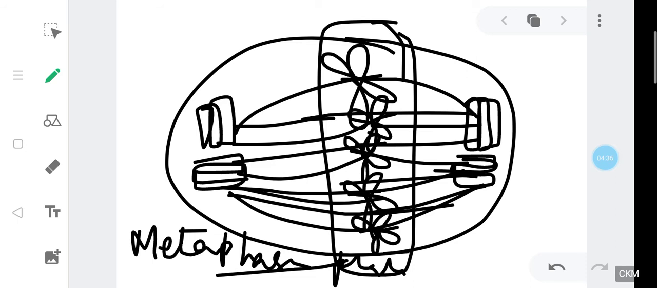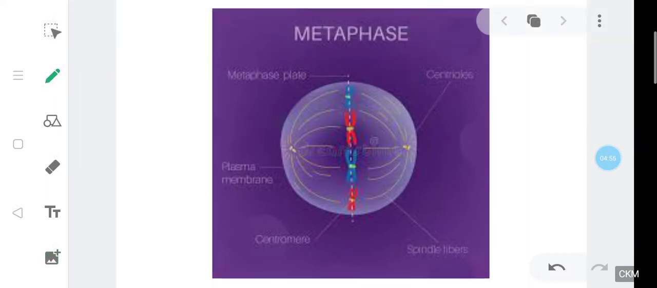These steps happen in the metaphase. In the metaphase, the spindle fibers attach with the kinetochore protein of the chromosomes, and then the chromosomes arrange themselves in the center of the cell, and this is known as a metaphase plate. The next phase will be the anaphase. Students, here is the image of the metaphase.